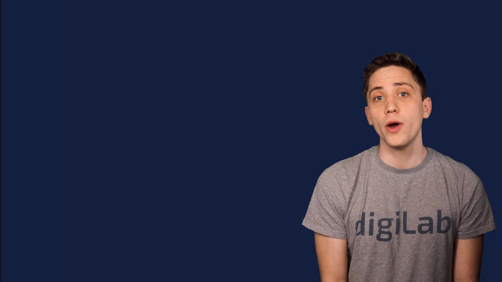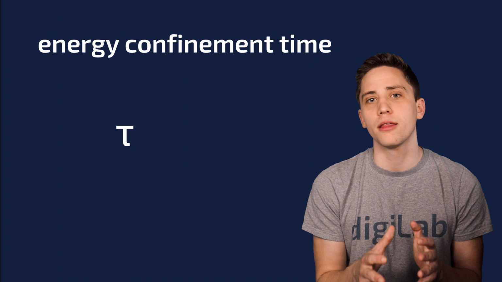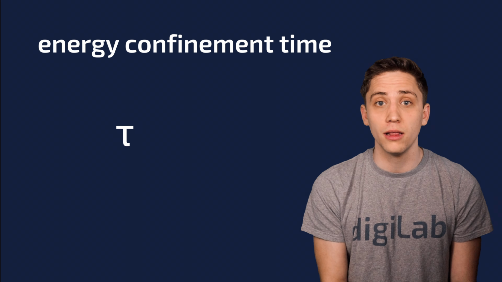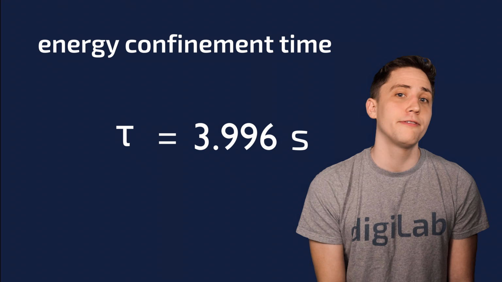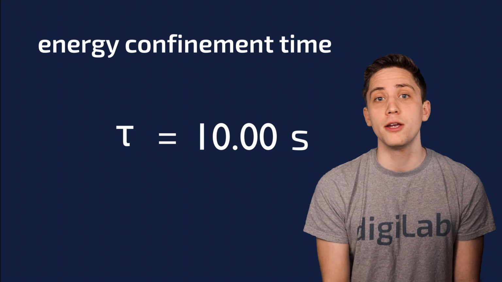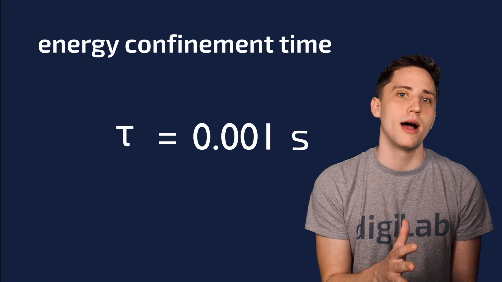Now, the most common way to measure good confinement in a fusion machine is with something called the energy confinement time, which tells you how quickly the thermal energy of the plasma would be lost without further heating. A really good high confinement time for magnetic fusion might be around 10 seconds. A low confinement time for magnetic fusion might be around a millisecond.